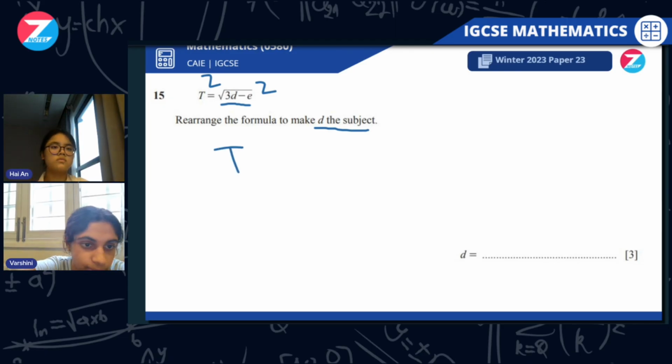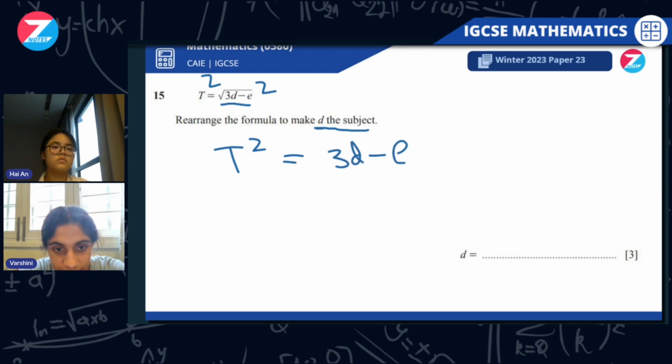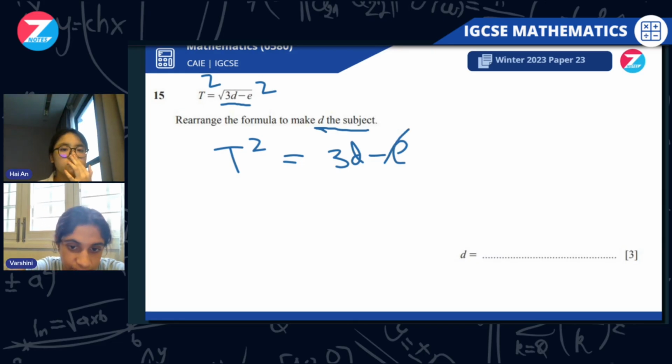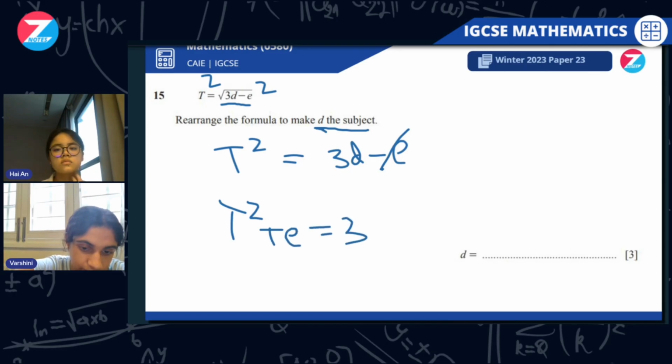So that's going to become t squared equals 3d minus e. And we want d the subject. So let's isolate d. Let's move e to the other side. How do we do that? We make it positive and add it to both sides. So t squared plus e equals 3d.